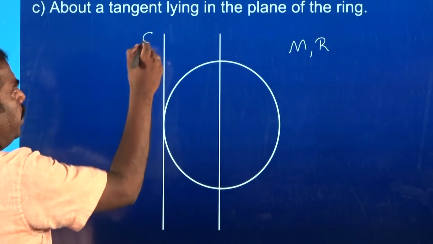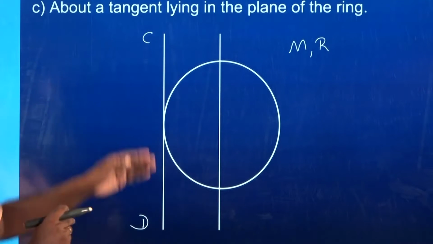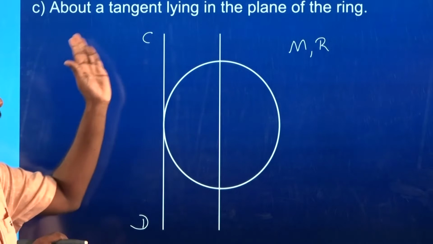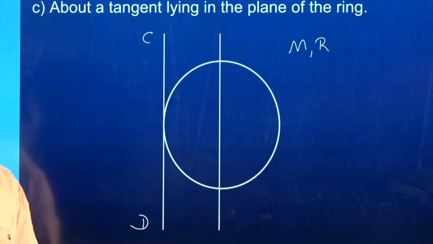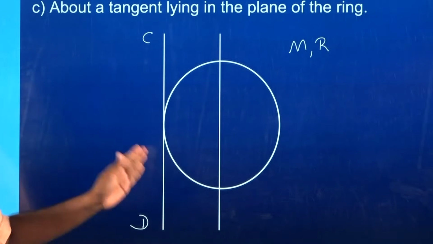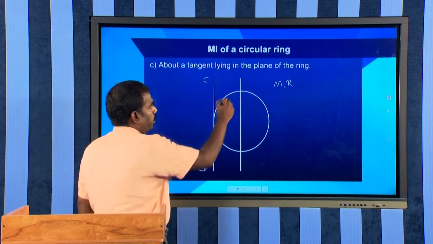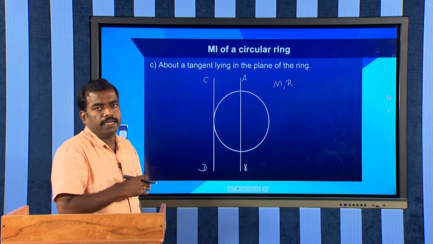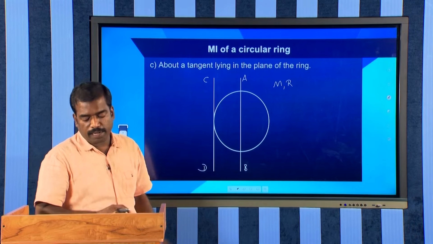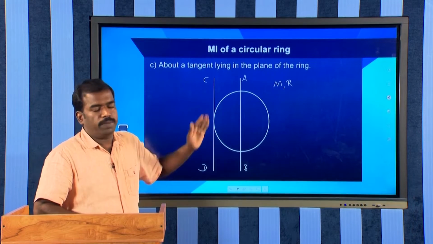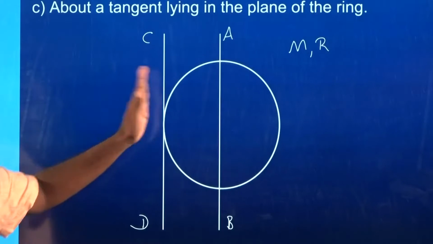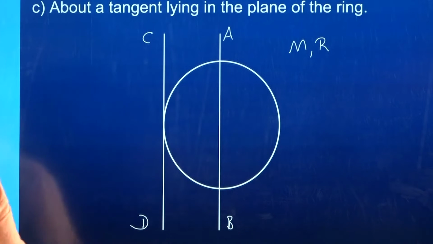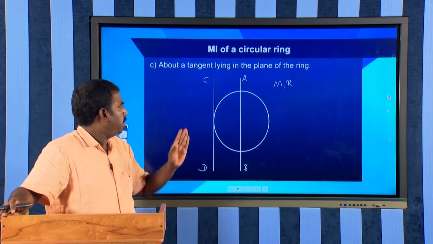Here CD is the axis that passes through the tangent, and we need to find the moment of inertia about CD, because CD is a tangent. But we know the moment of inertia of the ring about AB, and AB is nothing but the moment of inertia about a diameter. See, CD and AB are parallel to each other. We know the moment of inertia of the ring about AB. We need to calculate the moment of inertia about CD.